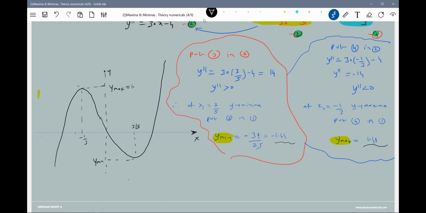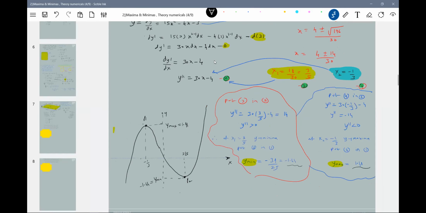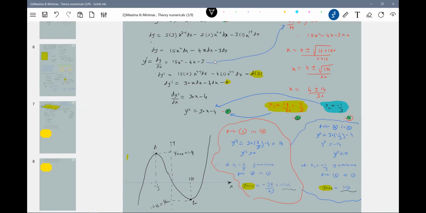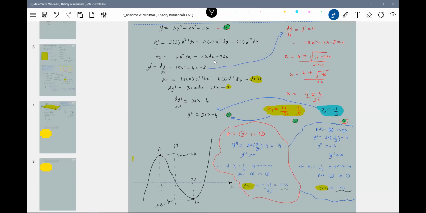Maximum value 1.41. Minimum value of this is minus 1.44. This will become a local minima. This is a local maxima. So what is P1? I think I have to show this completely. Please make observation, till here. See this one. Therefore, this point P1 will become local maxima.